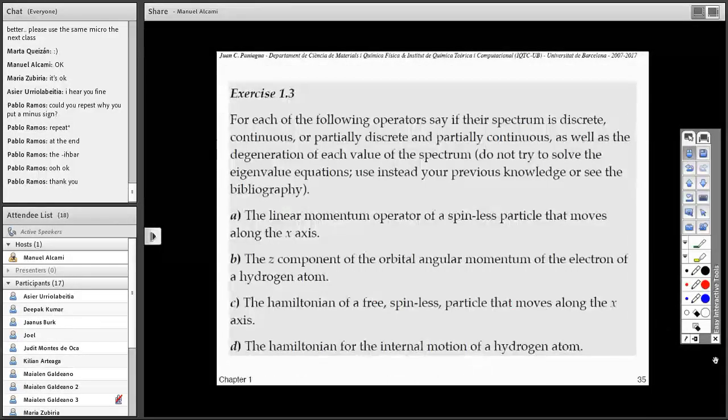Okay. Well, I have an exercise here. For each of the following operators, say if the spectrum is discrete, continuous, partially discrete, partially continuous, as well as the degeneracy of each value of the spectrum. I don't pretend that you solve the eigenvalue equation for all of them. I only pretend that you have a look at some book, you look at the result, and then you can answer those questions. But don't only look at the solution in any book.